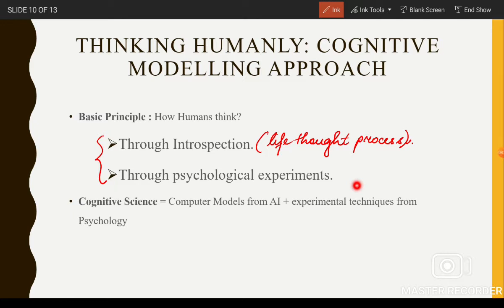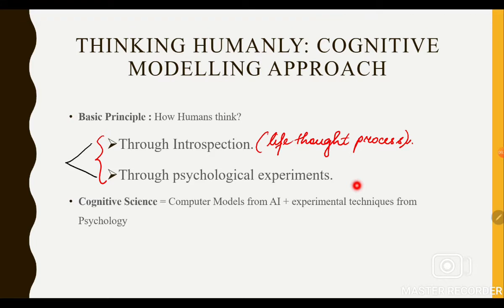Once we have a sufficiently precise theory of the mind, it becomes possible to express the theory as a computer program. And if the program's input, output and timing behaviors match the corresponding human behaviors, that is evidence that some of the program's mechanisms could also be operating in humans. So if somehow we can incorporate these two parameters into a particular device, through a computer program in a computer system, then we can say that we have imitated the human thought process inside that computer and we are making it intelligent.